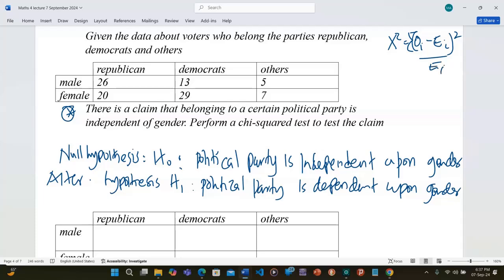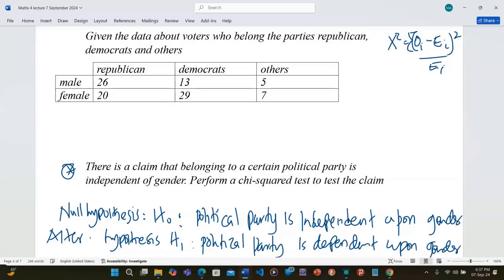Now, we need to look for the totals. So the total for people here who are Republicans, we are supposed to get it, the total for Democrats, the total for others, and then the total for men, the total for female. So we are going to put our totals here. So this is 46, this is 42, and this is 12.